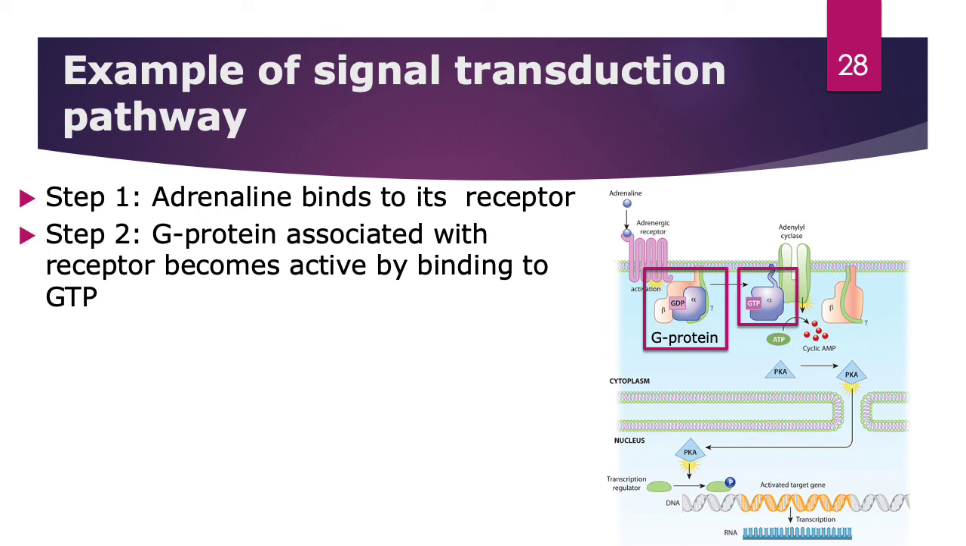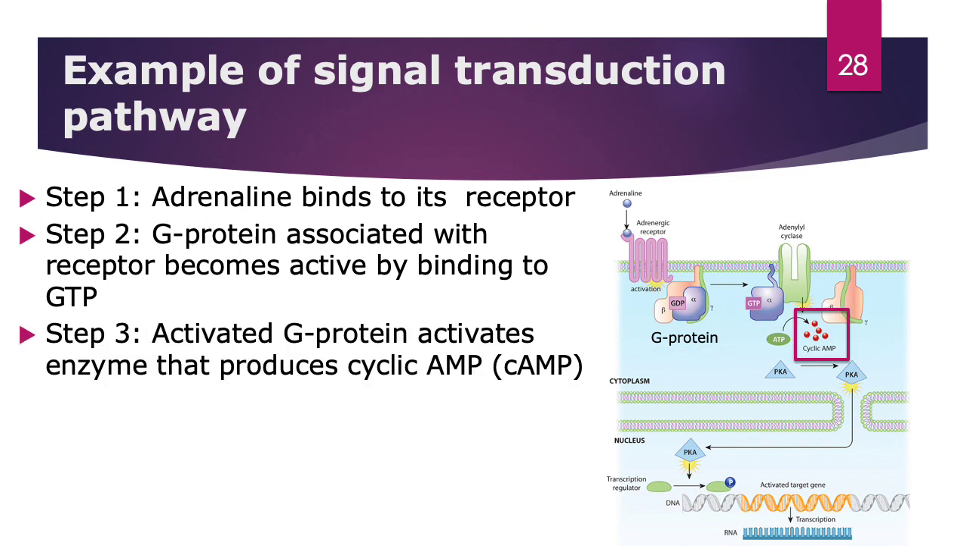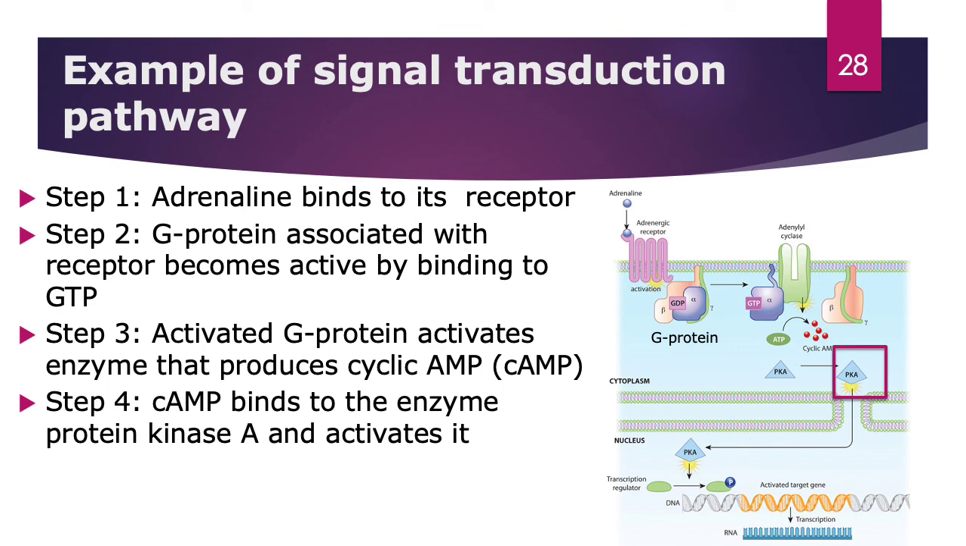G protein becomes active. The activated G protein can activate the enzyme adenylyl cyclase, and this is the enzyme that will produce the second messenger, cyclic AMP. Cyclic AMP is a soluble molecule and it can diffuse throughout the cytoplasm and it can activate many different kinds of proteins. And the example here shows the protein kinase A.